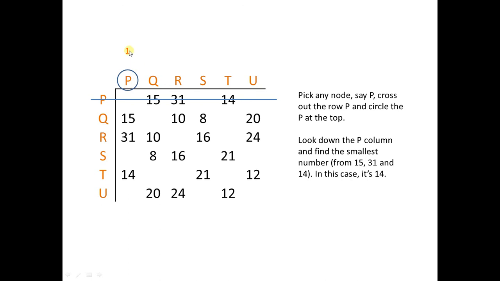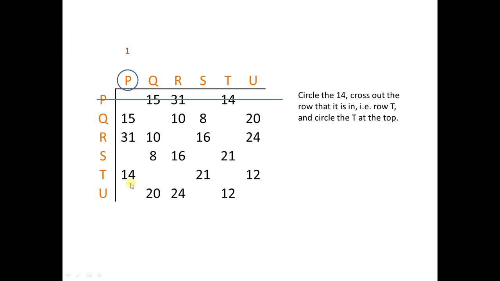That's the first one I did. Put a 1 up there. Look down the column P and pick the smallest number, which is a 14. Put a circle around it. Cross out the row T that it's in. And because it's in row T, put a circle around the T at the top. That's the second one I just did.